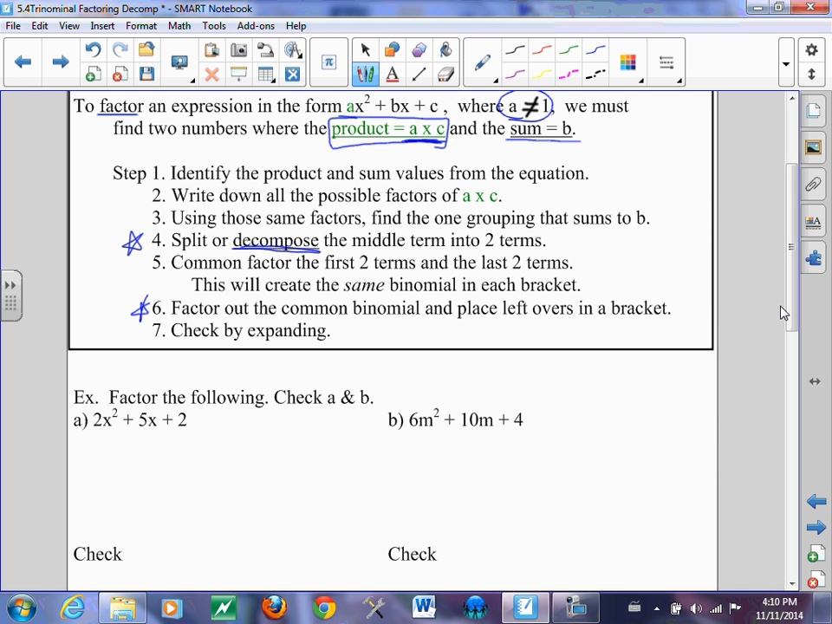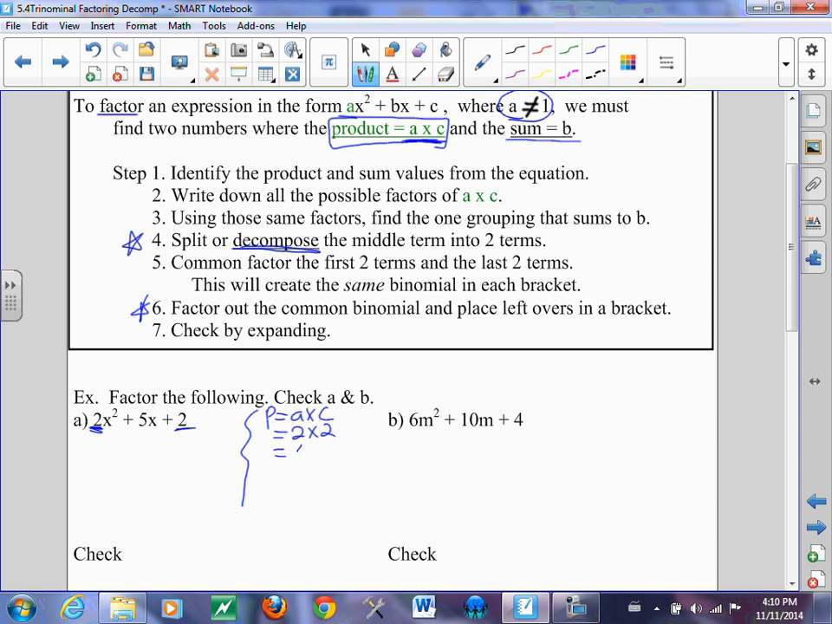Okay, all right. So taking a look at example A, it says factor the following. First of all, check the common factor. I know a is 2. Can we factor 2 out of every term? No. So we can't common factor. So we know we've got decomposition. When we're doing decomposition, product equals a times c. So it's going to be 2, which is this value here, times c, which is this 2 here.